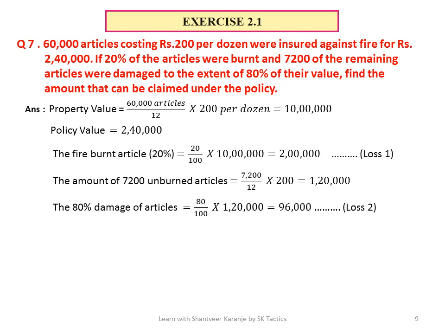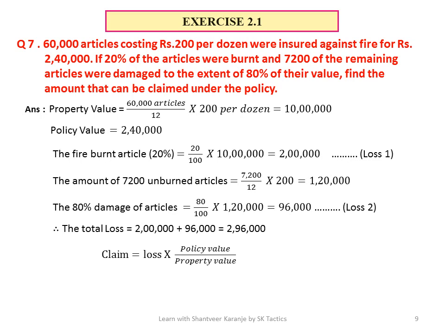By combining loss 1 and loss 2, we will get the complete loss. So total loss is 2 lakh plus 96,000, which is 2,96,000. Now we are free to use the claim formula because all values are with us. Loss, policy value as well as property value are with us. By putting in all values and doing the calculation, I got the claim equal to 71,040 rupees. I hope you all are understanding all these concepts.